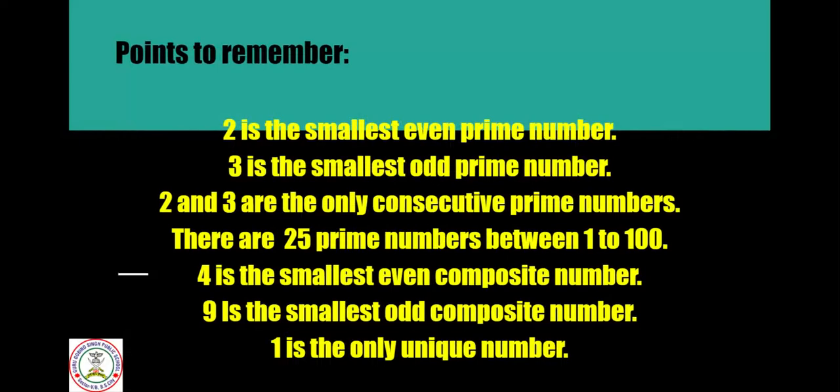Fifth, 4 is the smallest even composite number. 6. 9 is the smallest odd composite number. 7th, 1 is the only unique number.